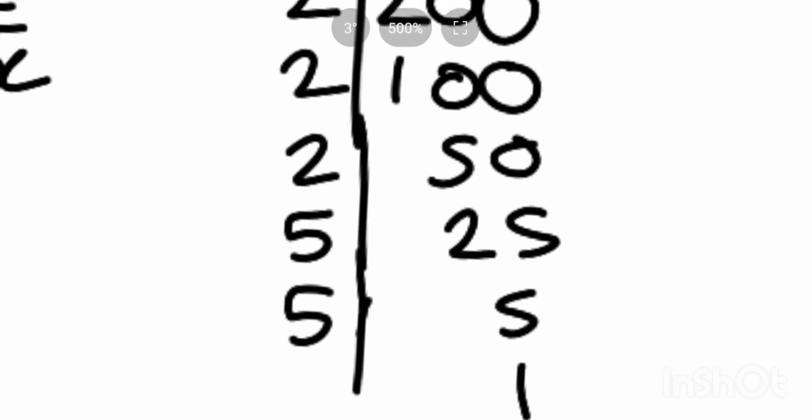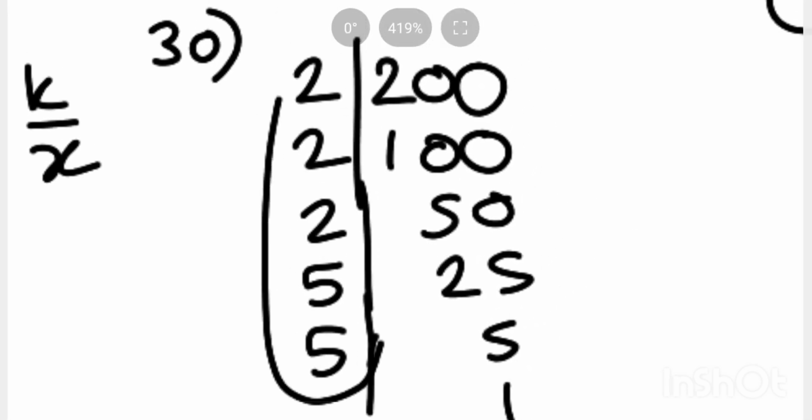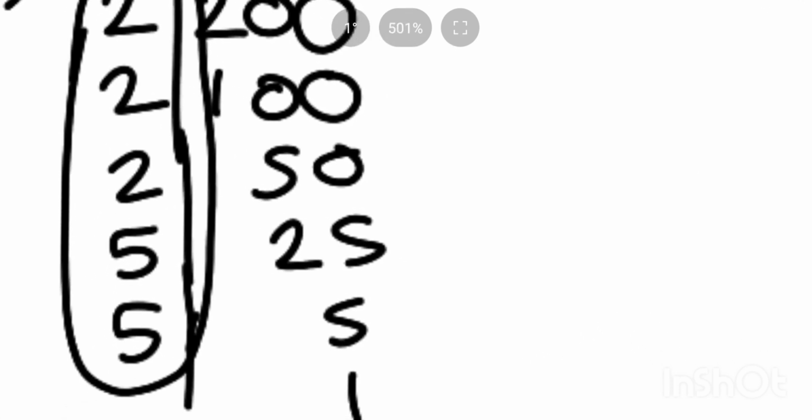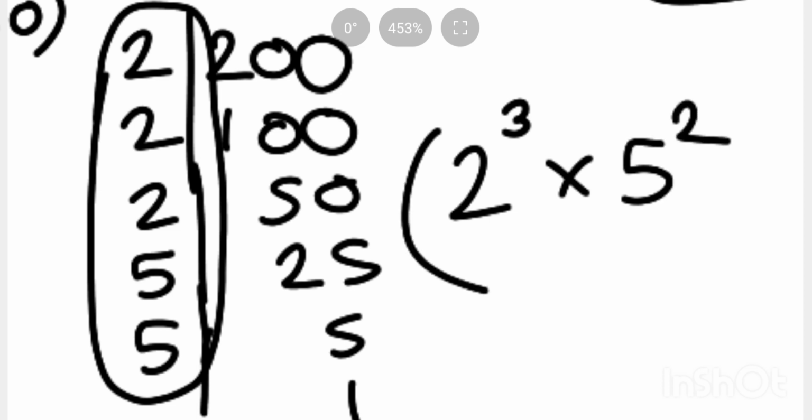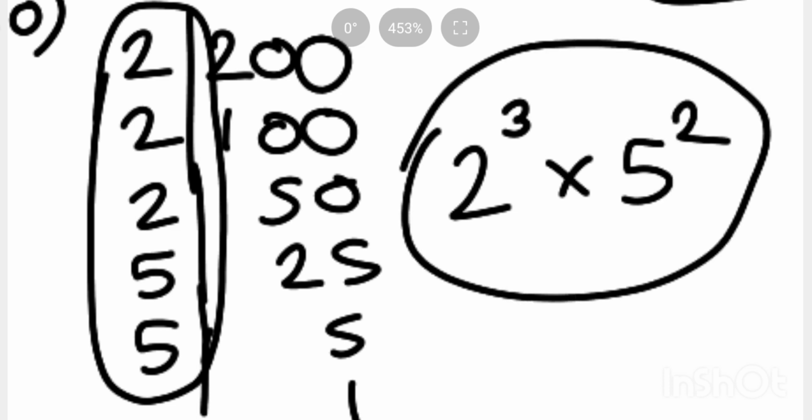Now we need to work out the product of these prime numbers, but we have to give it in index form. There are three 2's, so that would be 2 cubed, and then there are two 5's, so that would be 5 squared. And then there's the answer.